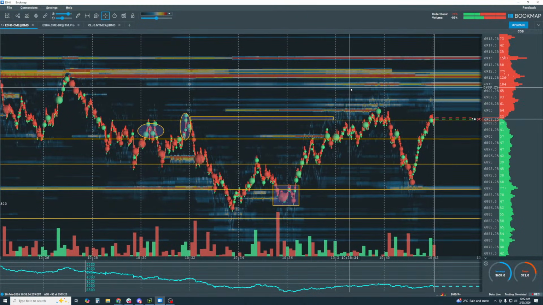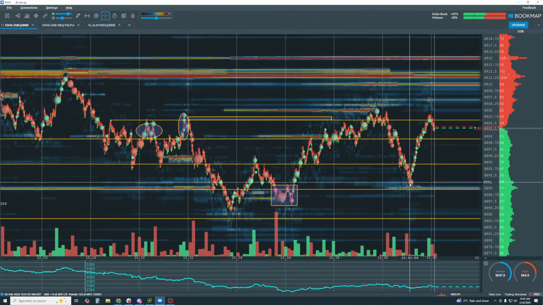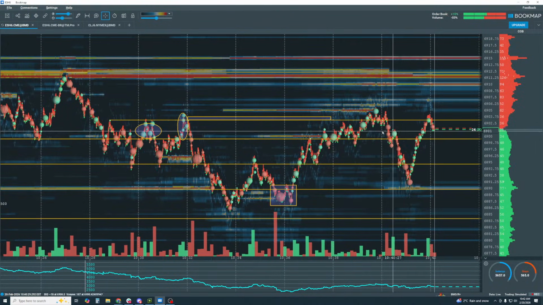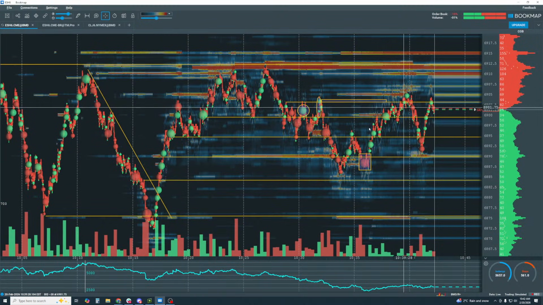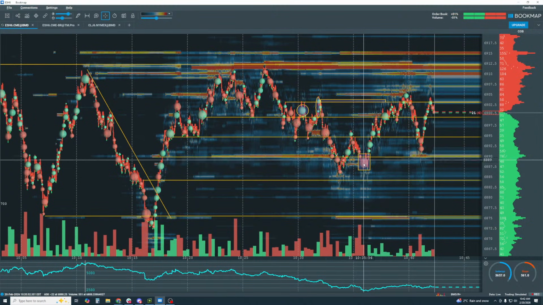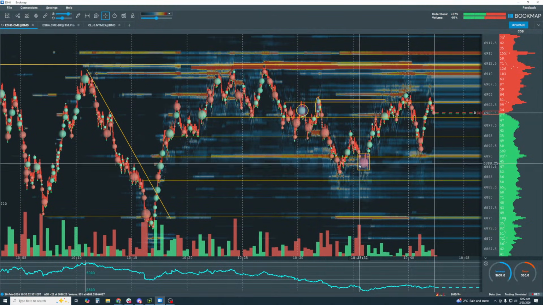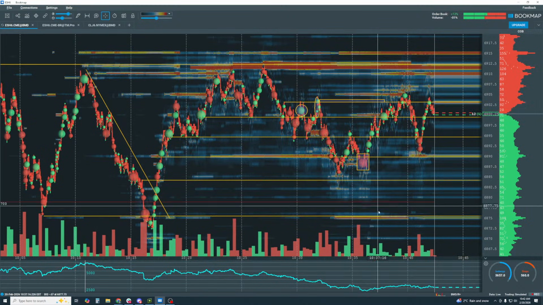Okay, where did we leave off here? I know we left off here. This is a low volume pullback, selling, and then I was looking for the sellers to continue on down here.